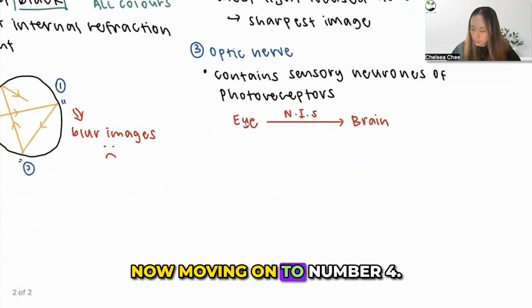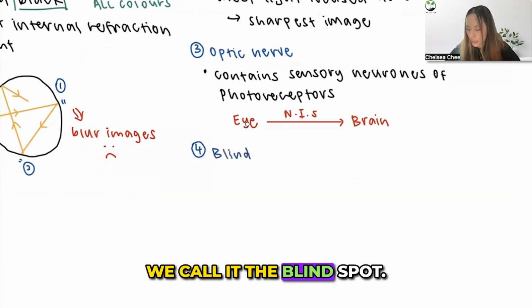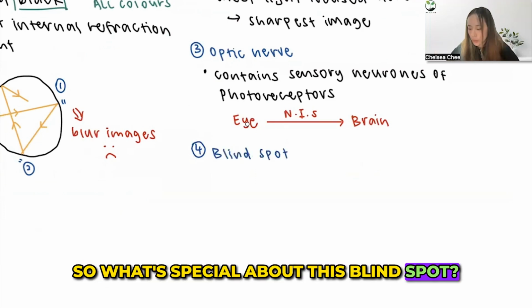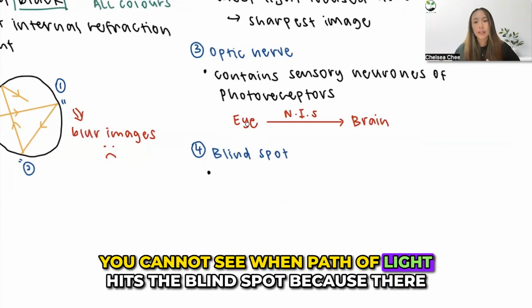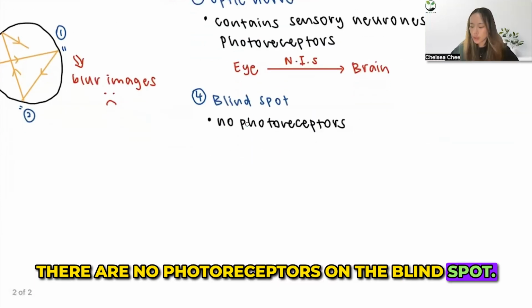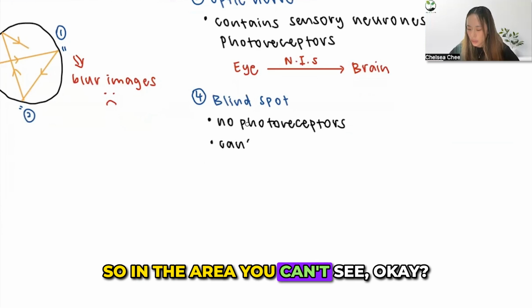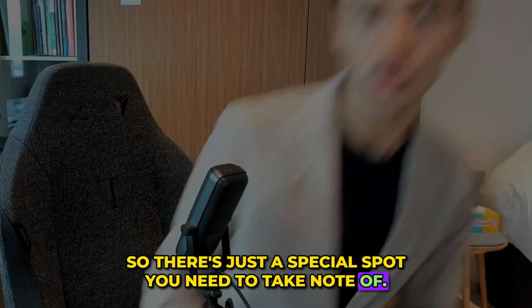Now moving on to number 4. You see that gap over there, we call it the blind spot. So what's special about this blind spot? It's quite self-explanatory in the name itself. You cannot see when a path of light hits the blind spot because there are no photoreceptors there. So in that area, you can't see. So it's just a special spot you need to take note of.